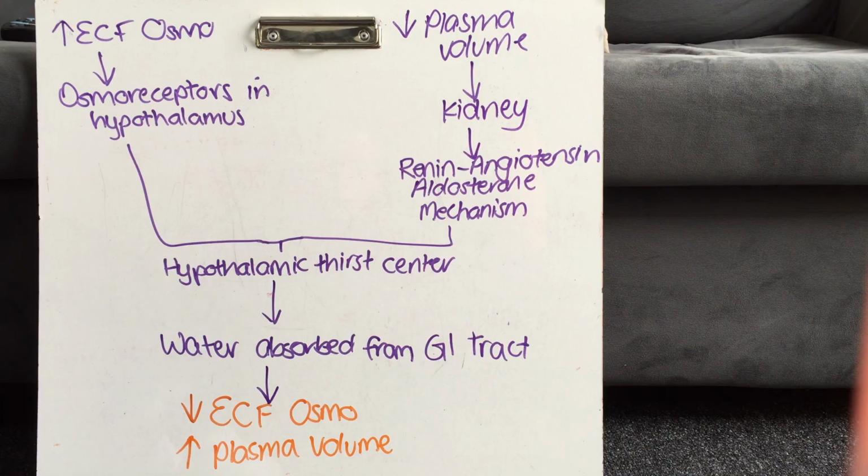So by these few mechanisms working on the hypothalamic thirst centre, this creates a sensation of thirst and stimulates the person to take a drink. Once the person has taken a drink, this then works back on the hypothalamic thirst centre, and the water moistens the mouth, the throat, stretches the stomach and intestine. This water is absorbed from the gastrointestinal tract, which then causes a decreased extracellular fluid osmolality and an increased plasma volume.